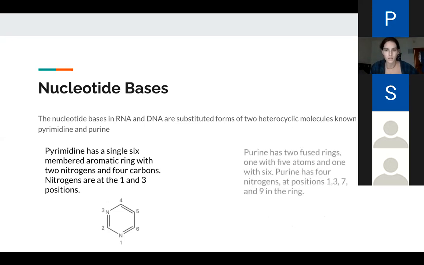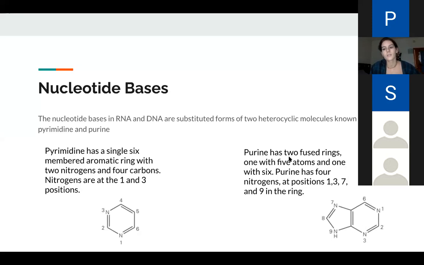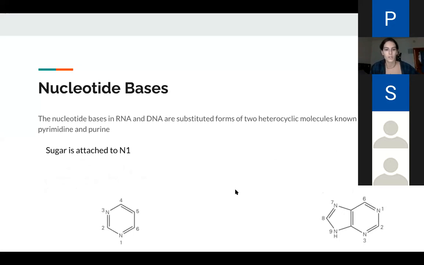And then purine has two fused rings, one with 5 atoms and one with 6. In the purine, the nitrogens are at positions 1, 3, 7, and 9. This is a little more complicated, but you can kind of figure it out. The sugar in the pyrimidine is attached to the N1, and in the purine, it will be attached to the N9.